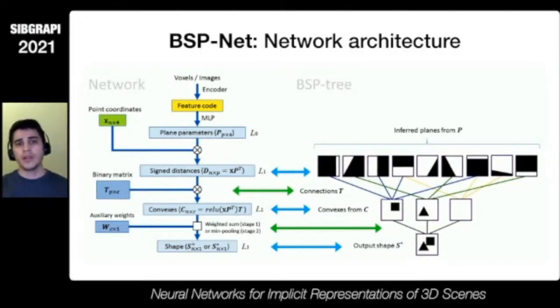To represent the connection between the half space and the convex shape, BSP-Net uses a trainable binary matrix. This gives the signed distance of the collection of points to the boundary of the resulting convex shapes. Finally, auxiliary weights are considered in the weighted sum to obtain the resulting shape, which is the union of convex shapes.